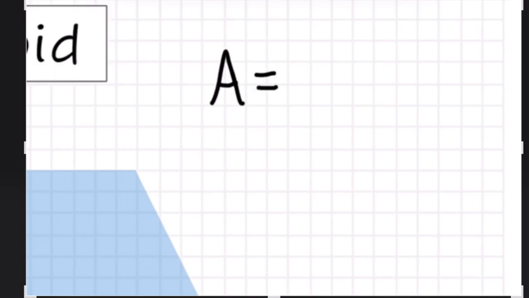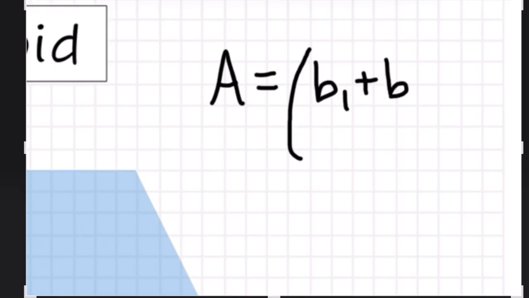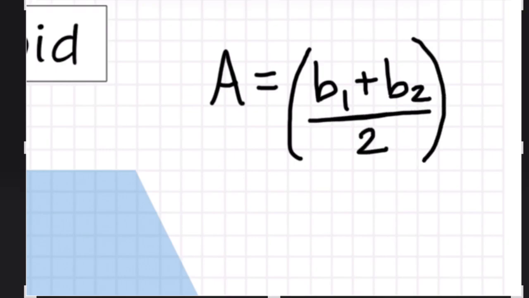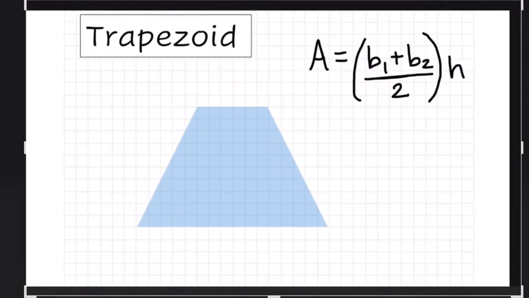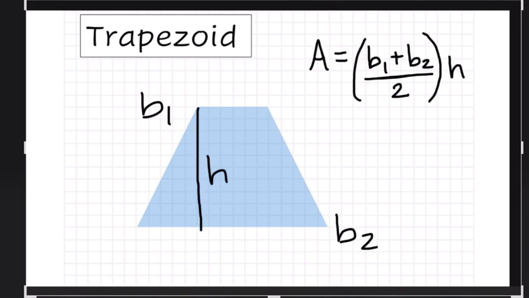So the area formula for a trapezoid is taking one base plus the other base and dividing that by 2. Again, that's finding the average. Then multiply that times the height. Really, all you need to know is base 1, base 2, and the height. You can plug in what you know and solve.